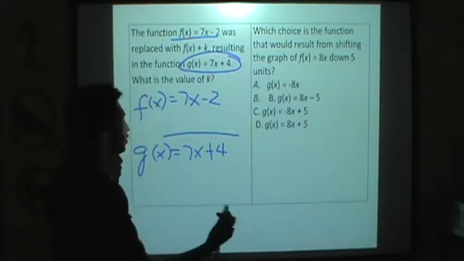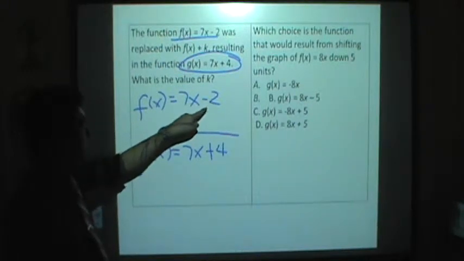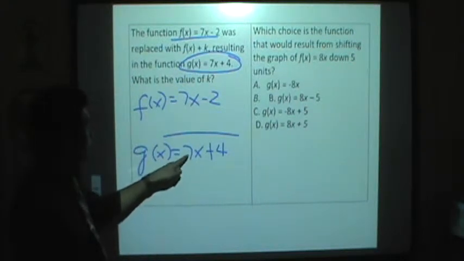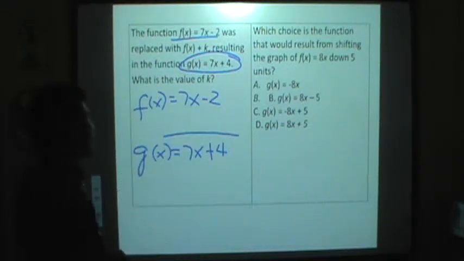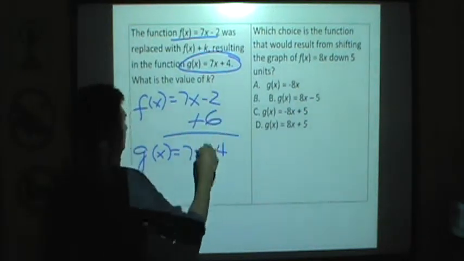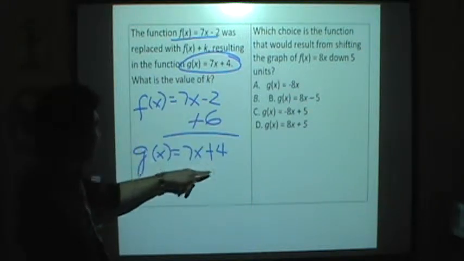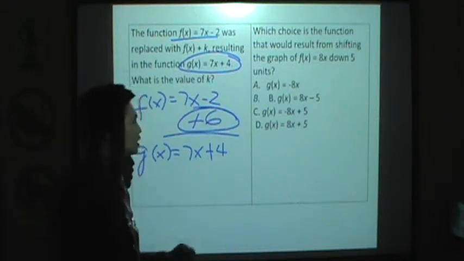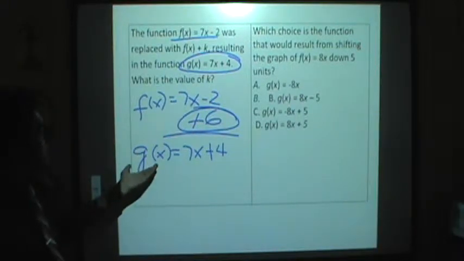Now, if you don't know how to do that, use your calculator. Type in y1 equals 7x minus 2 and graph that. Then type in y2 equals 7x plus 4, and count how many times the graph went up. I believe it's going to go up by 6, because negative 2 plus 6 gives you positive 4. That's why you needed to add 6 so you can get 7x plus 4 as the second function, and the new function is going to be the function g.